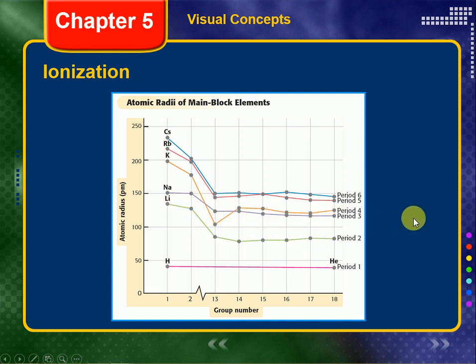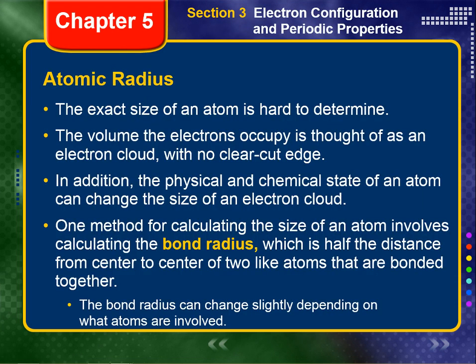As you move from left to right in the periodic table, the radius of an atom tends to get smaller. Now, the exact size of an atom is very hard to determine because, remember, the volume that the electrons occupy is thought of as a cloud, the electron cloud. And because it's a cloud, it has no clear-cut edge. In addition, the physical and chemical state of an atom can change the size of that electron cloud. And so determining atomic radius is a little bit tricky.